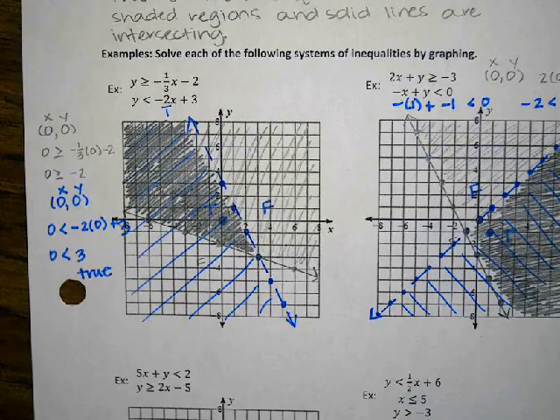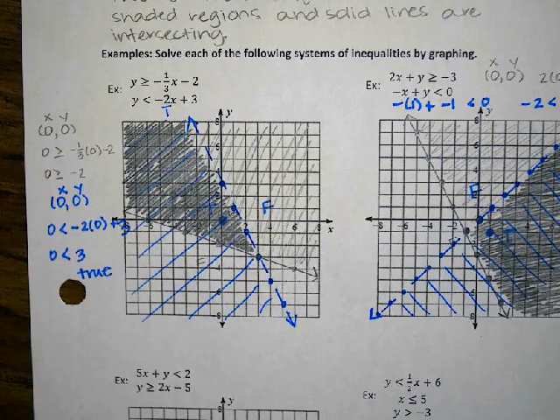Now, this is not how I want you to graph them from start to finish, but this is a good way to check our answers. Do you guys know how to use Desmos to see what the points are on your line?